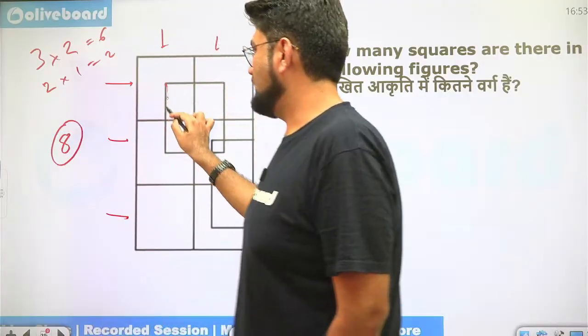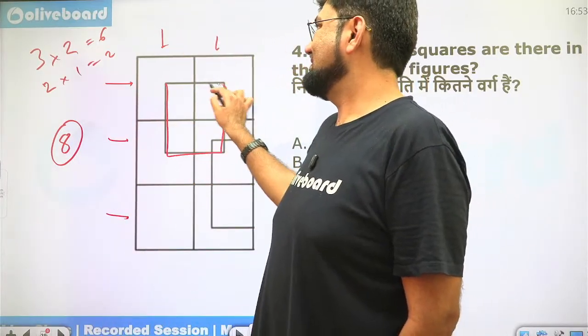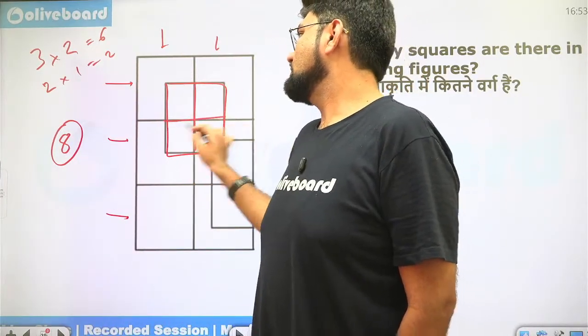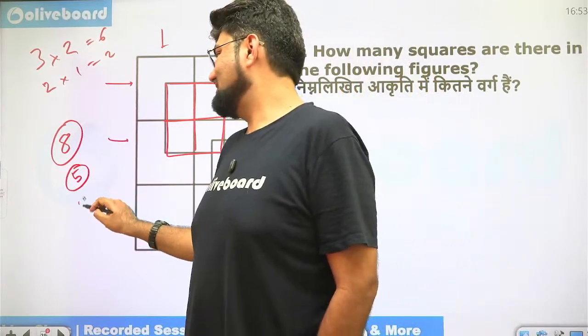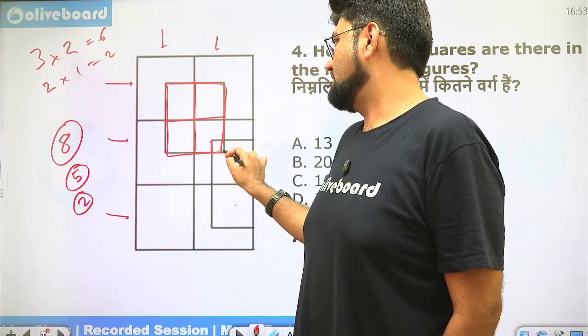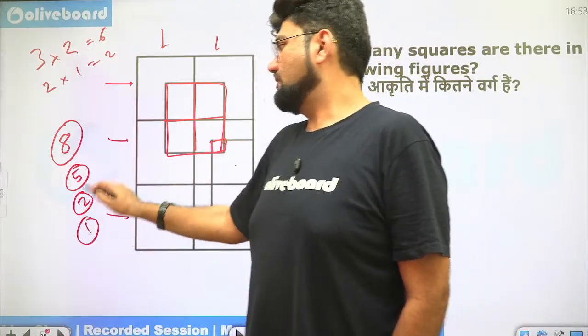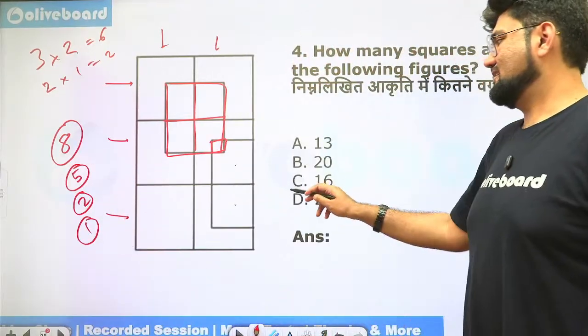Now this whole figure I've told you, we will add 5 right away. So we'll have 5 here. Then 1 and 2 here we'll add 2 more squares, and this one little square we'll add more. So manually we'll add 8 more squares. So 16 is our answer.